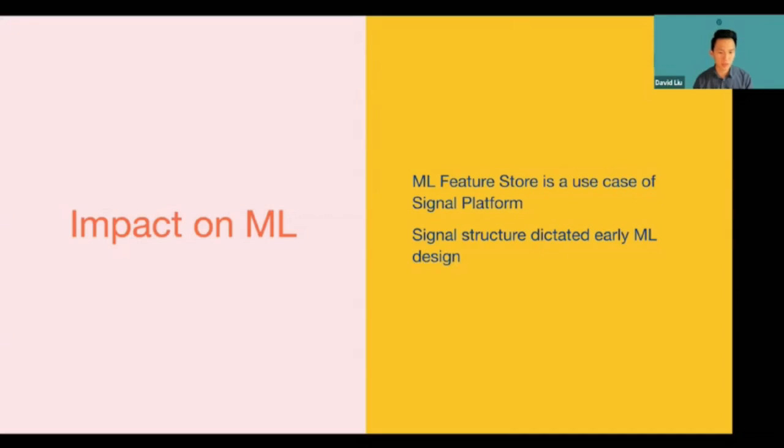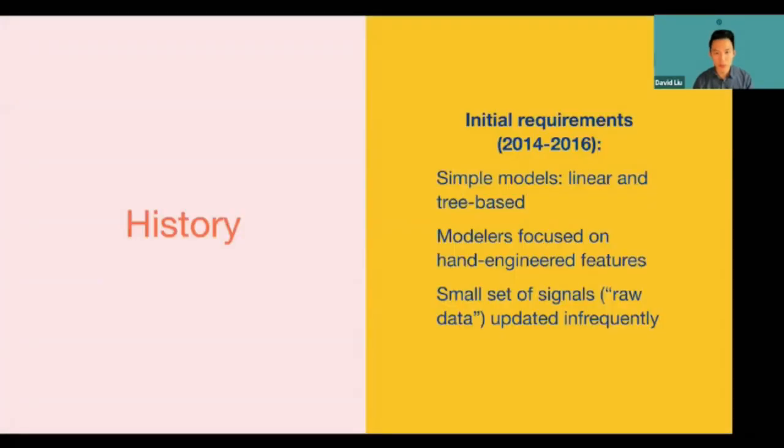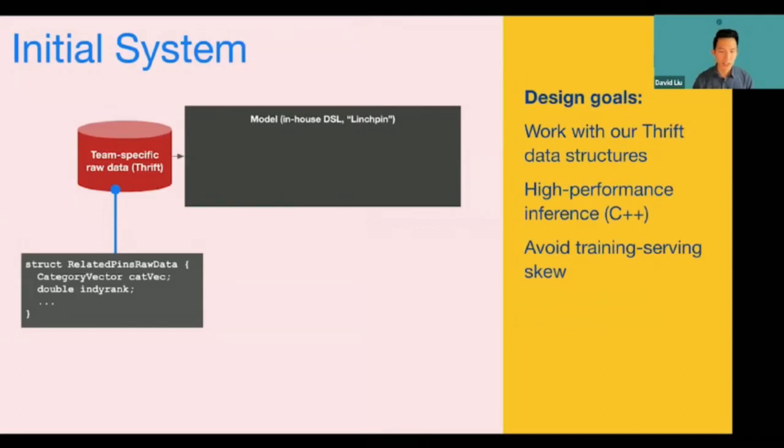So on to the second type of data in our systems, machine learning features. Our earliest models in 2014 were very simple, and as a result, most of the effort focused around manual feature engineering. The set of signals that we used as input, which we called raw data, was updated pretty infrequently. Our serving systems were built around this raw data. So each team would have a different thrift structure with a set of fields that they were interested in.